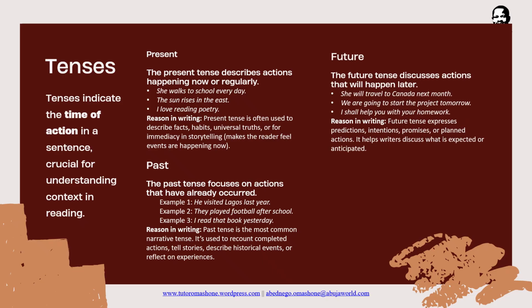And then we also have the future tense. The future tense discusses actions that will happen later. For example, she will travel to Canada next month. We are going to start the project tomorrow. I shall help you with your homework. Of course, the reason for the future tense is to express prediction, intentions, promises, or planned actions, and it helps the writer to discuss what is to be expected or anticipated in a text.